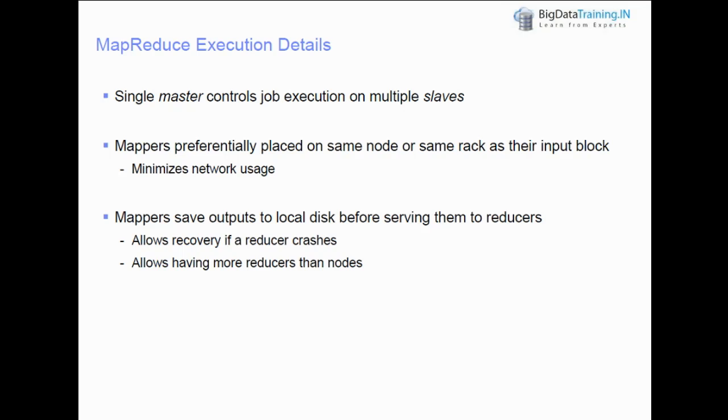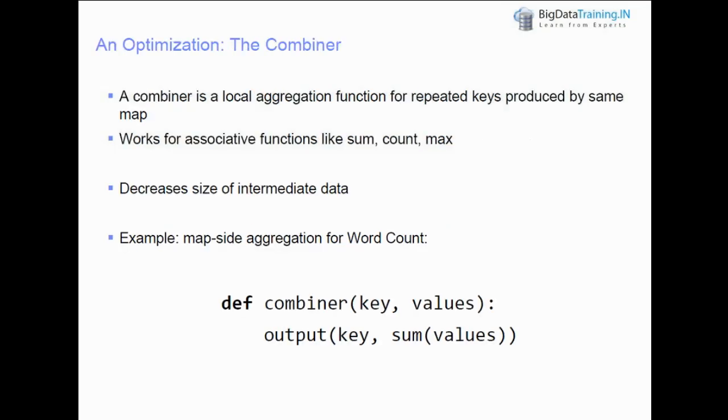The mapper saves its output to the local disk. Once the mapper has finished, the output is stored to the local disk, and your reducer would collect it later. After that your shuffle and sort will happen, and then your reducer function will execute. One thing you need to understand here is we have a mapper, we have this function.